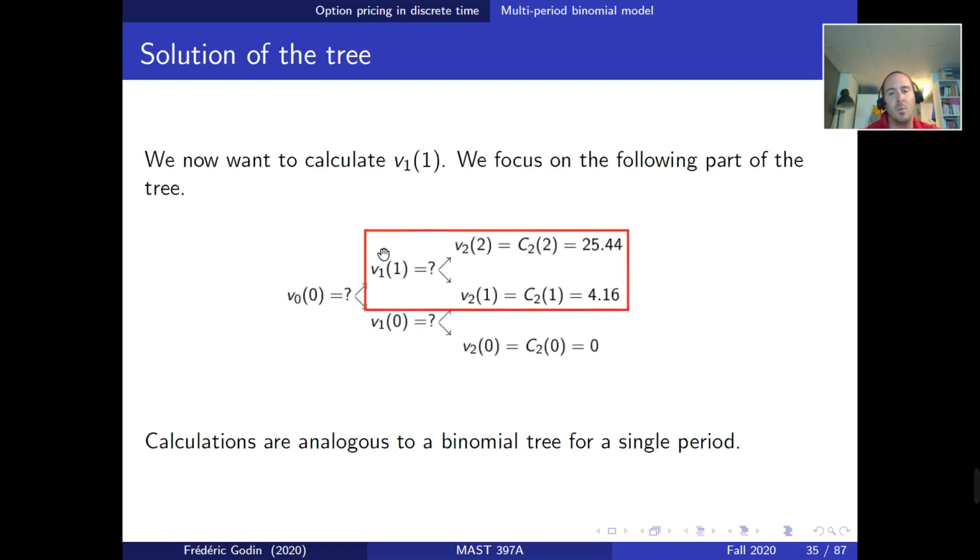So we're going to focus on one branch of the tree. Here we know that if we're at time 1, assuming that there was a single upward movement of the stock previously, then we want to set up a portfolio at time 1 which has a value of 25.44 if there's an upward movement in the stock, or a value of 4.16 if there's a downward movement in the stock. So these values should be the final portfolio value if you want to have a replicating portfolio. In this case, we can do some calculations analogous to what we did for the single period binomial tree. Let's see that.